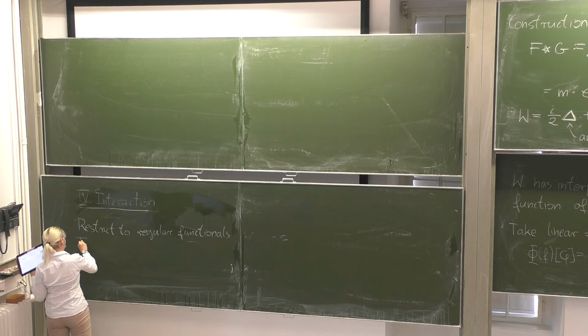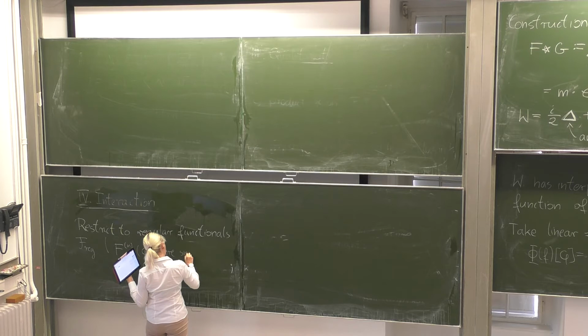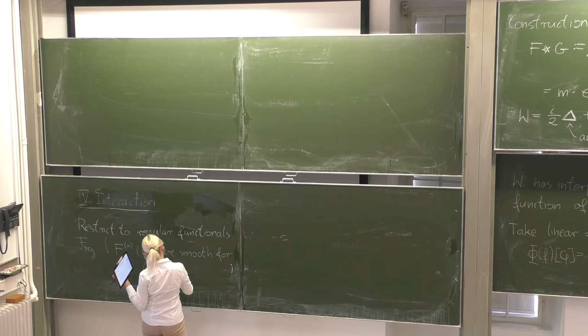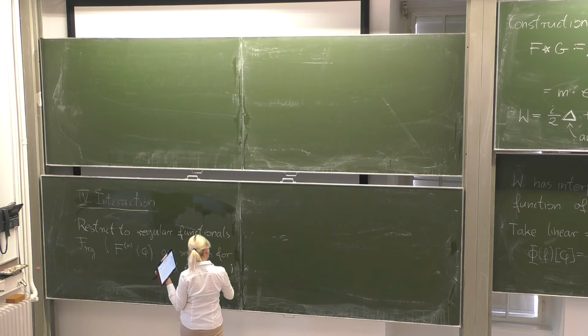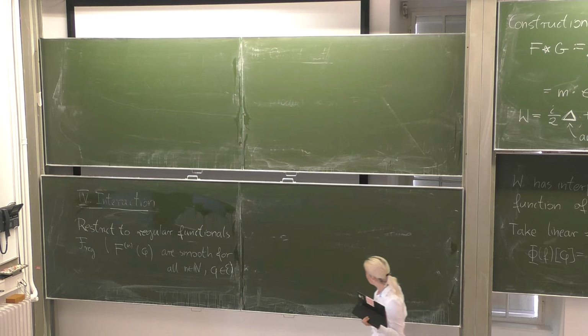So F regular. And I recall this means that all the derivatives are smooth for all n in N and phi in E. So I'm going to do that because I want to lay out the algebraic structures before actually getting into renormalization business. So let's start here.